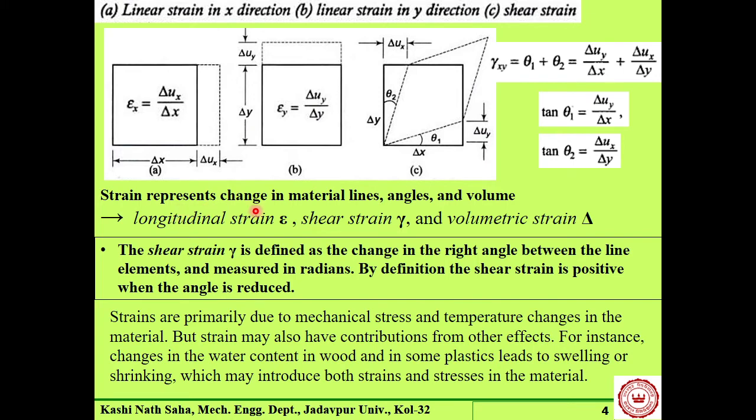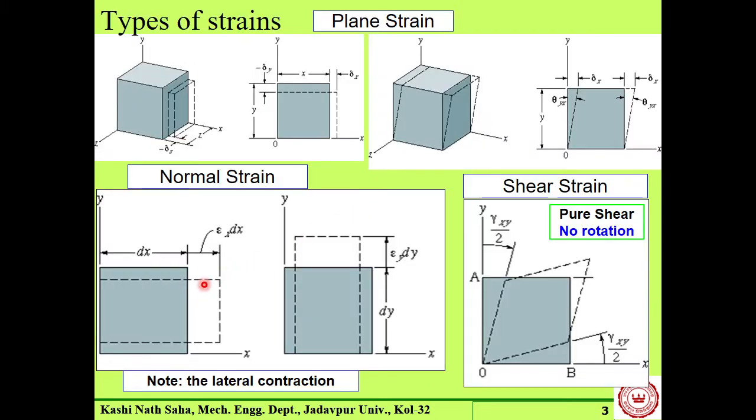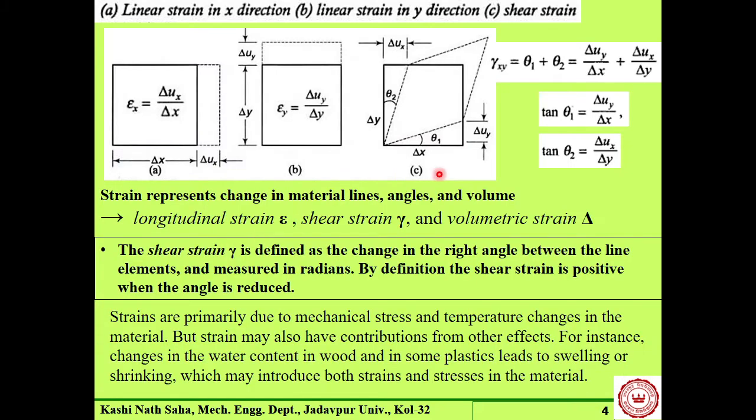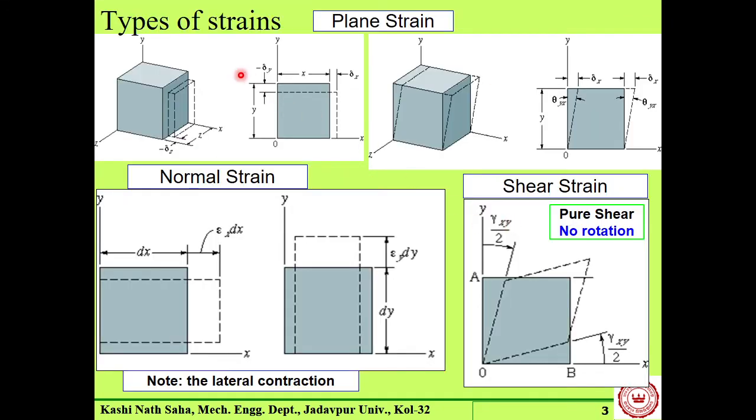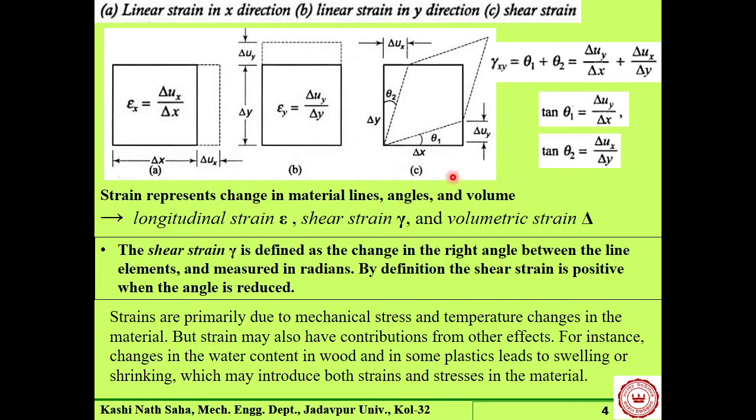So strain represents change in material lines. That change in measure of material lines means this length, it will give normal strain, the angle which will give this shear strain, as well as there would be a volumetric change. Here you can understand there is a volumetric change as well. So that will also give rise to a strain that we say is a volumetric strain.